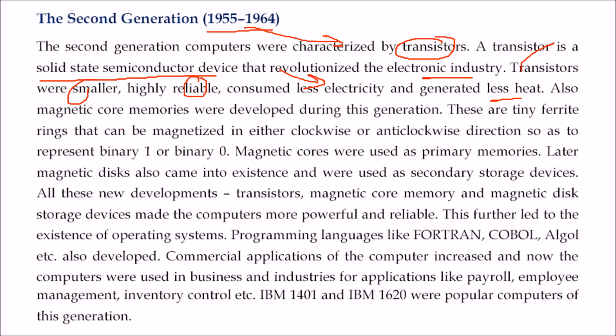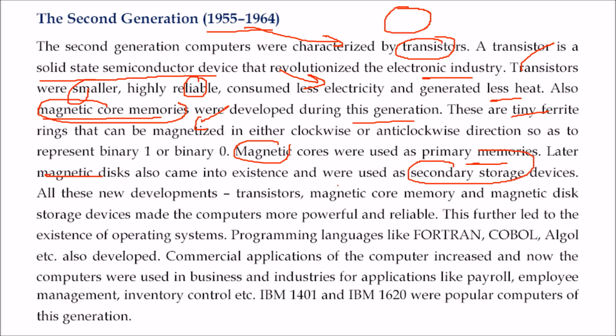Also, the magnetic core memories were developed during this generation. These magnetic core memories were tiny ferrite rings like this, which can be magnetized in either a clockwise or anti-clockwise direction, and the binary 1 and 0 can be stored here. These magnetic cores were the primary memories. Then the magnetic disk came into existence, and it was called a secondary storage device.